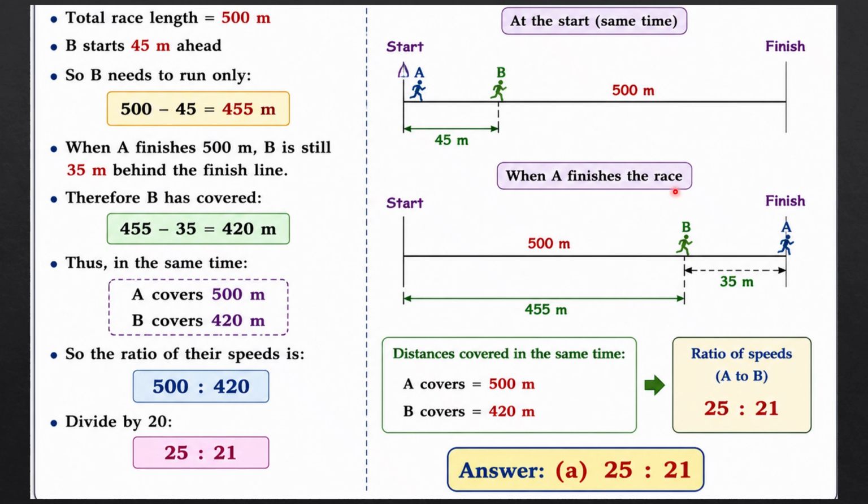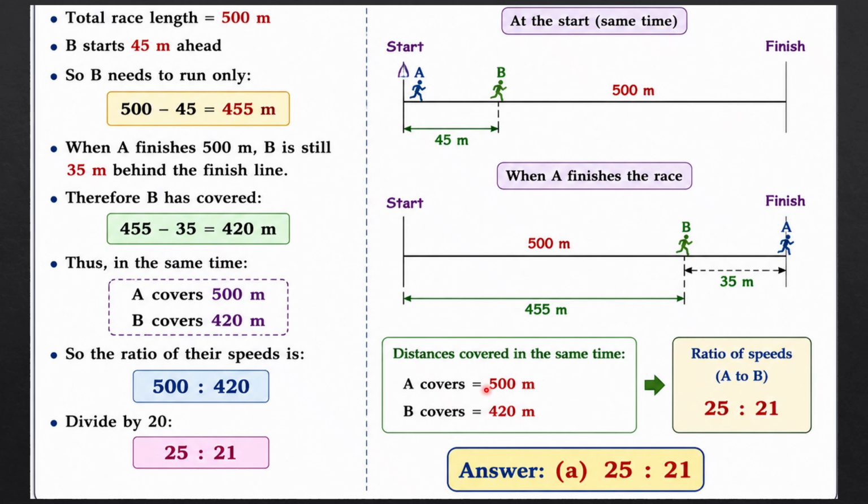Now, as per the instruction given in the question, we will start from here. You can see the initial condition at the start: A at origin and B 45 meter ahead of A, and both have to cover a 500 meter race. When A finishes the race, A reaches the destination but B is 35 meter behind. So we have to find how much distance is covered by B, because already he was 45 meter ahead of A and missed the overall race by 35 meter.